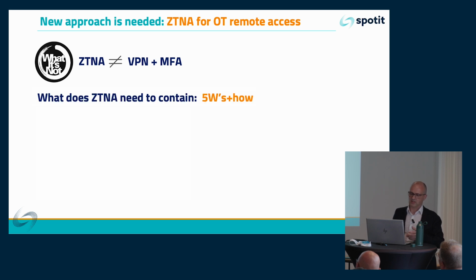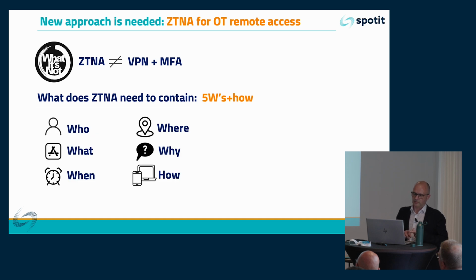So how can you see if a solution or a framework is ZTNA capable? I call it the 5 W's and the how. If you ask those 6 questions, you will surely be able to say this is a ZTNA-based solution. If we talk about the 5 W's, we're talking about who: it's the identity or the persona who needs to connect to your environment. What is the application or the OT assets they need to get access to in your OT LAN?